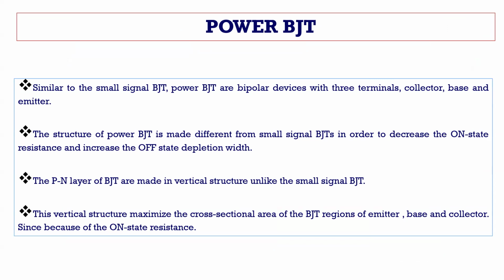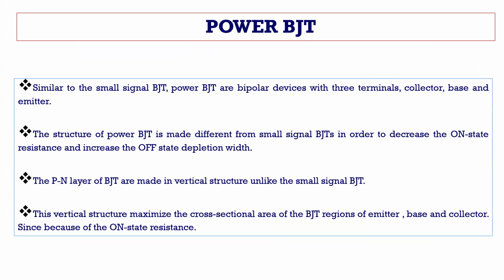collector, base, and emitter. In order to decrease the on-state resistance and increase the off-state depletion rate, this power BJT structure is made somewhat different from small signal BJTs. The major difference in the structure is that the doping level is highly increased compared to a normal BJT. The PN layers of the BJT are made in a vertical structure, unlike the small signal BJT, whose layers are horizontal.